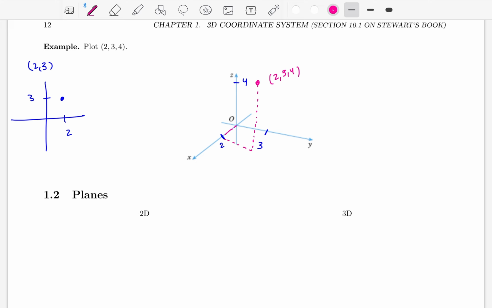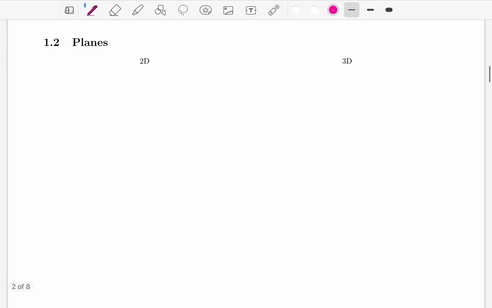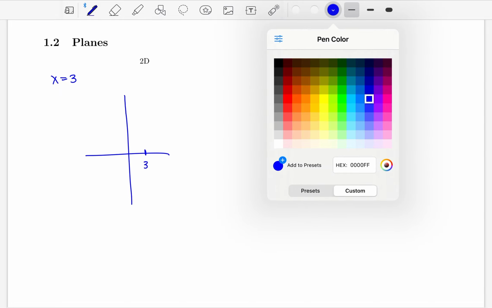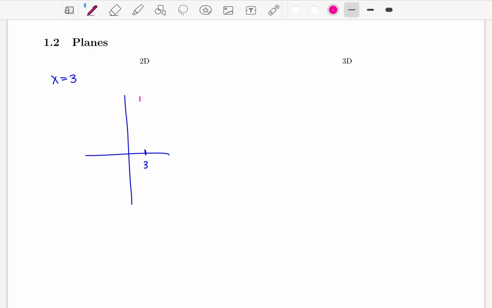Now, the idea of this video is to extend everything that we know in 2D to 3D. So for example, in 2D, if I have a line, let me just do x equals 3. I know that y is free. So x equals 3 will be just a vertical line going through x equal to 3, meaning x is always 3 and y could be anything.